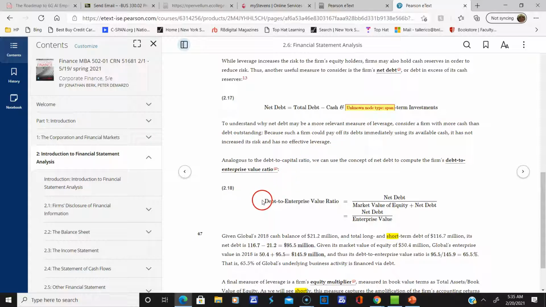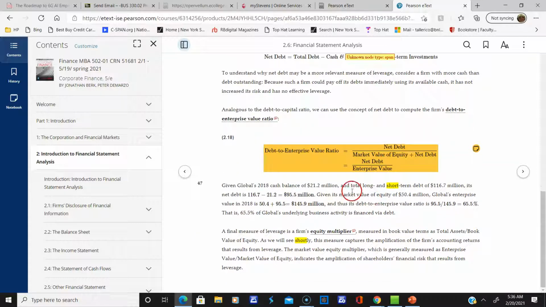All right, so if you look at the debt to enterprise value ratio, which is the total value to sell the company or buy the company, it's net debt over market value of equity plus net debt, which comes out to be the enterprise value, which we talked about previously. So go back and you can review the enterprise value.